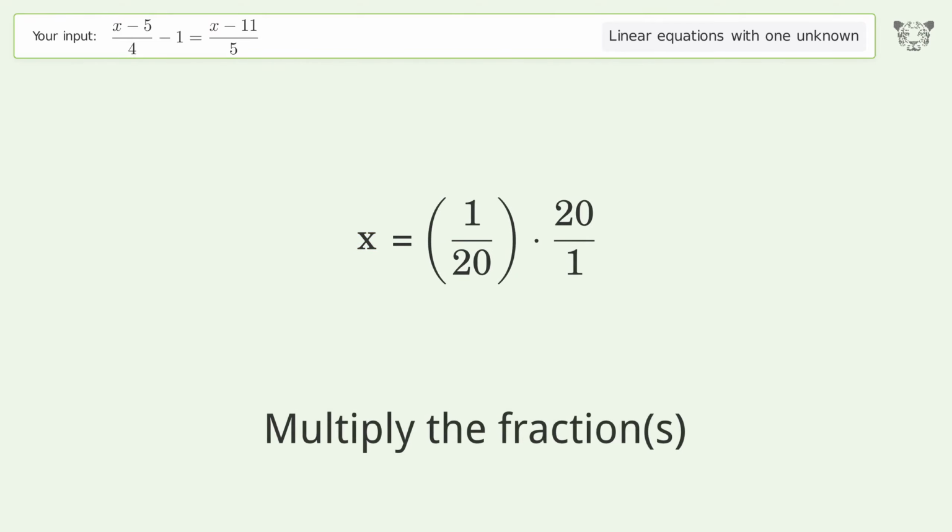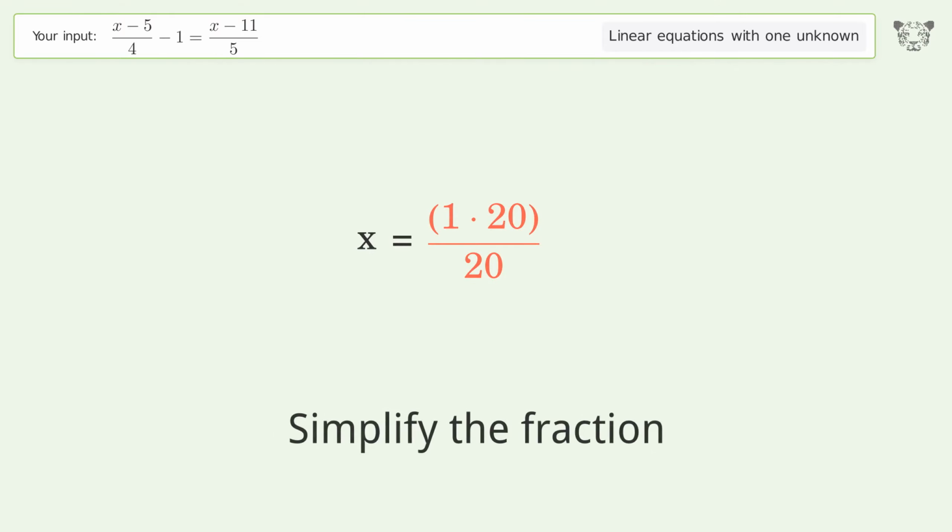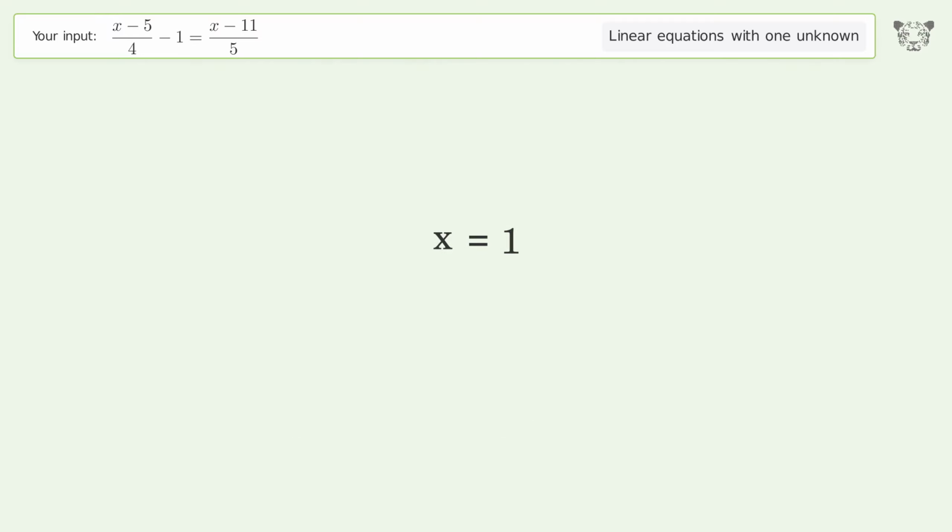Multiply the fractions. Simplify the fraction. And so the final result is x equals 1.